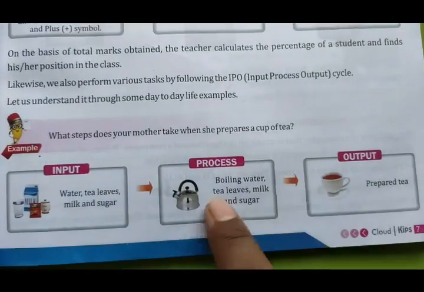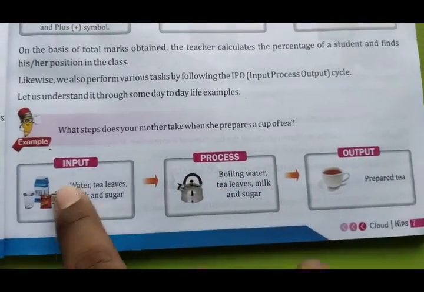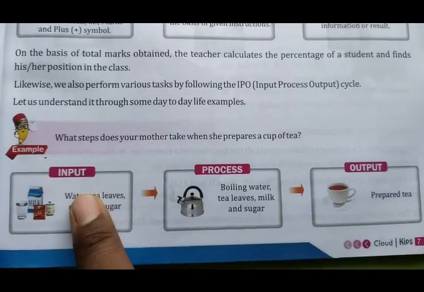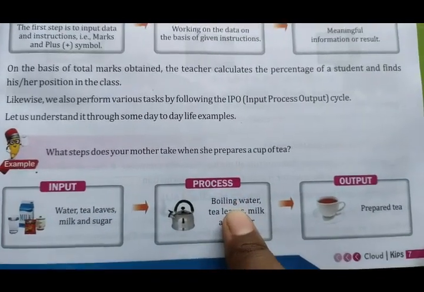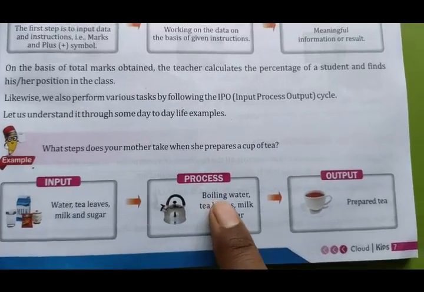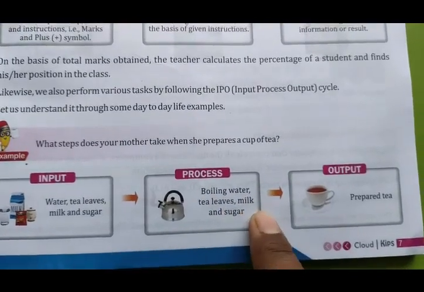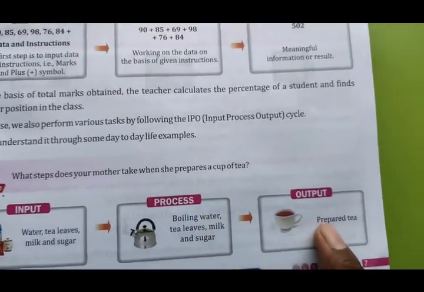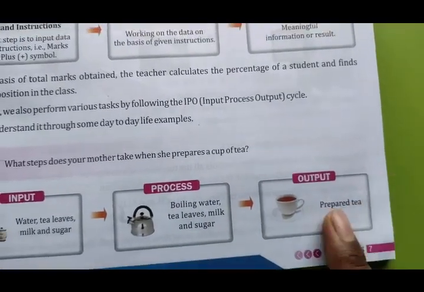This is the process for preparing tea, and these are the ingredients. What are the inputs? This is the processing. The processing unit means your kettle, boiling water, tea leaves, milk and sugar. After processing, after boiling, after preparing, it will give the output, the prepared tea.